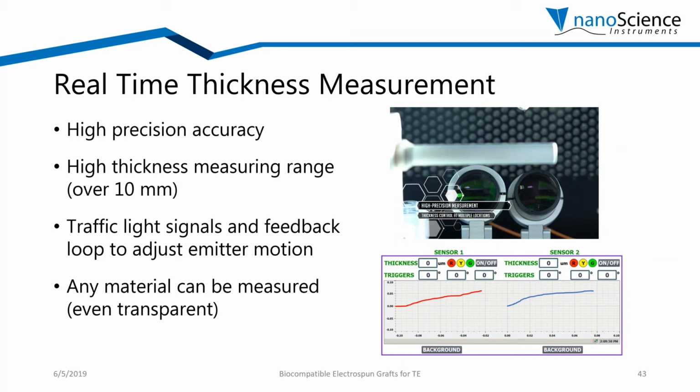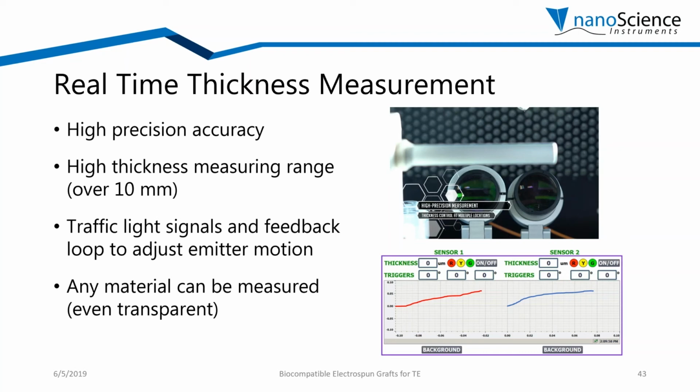Our solution: real-time sample thickness measurement. We work directly with our customer to engineer this specific accessory to your needs. It is always a high precision, accuracy package that can measure over 10 millimeters in range. We offer a traffic light signal as a feature to know the status of your desired thickness. For example, if you want a 100 micrometer sample in terms of thickness, the light will change from red to yellow, then green as it reaches your desired thickness. A feedback loop can be implemented with the emitter motion to properly reach the thickness.